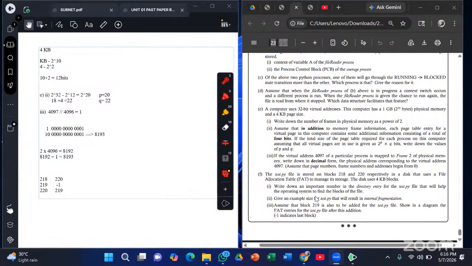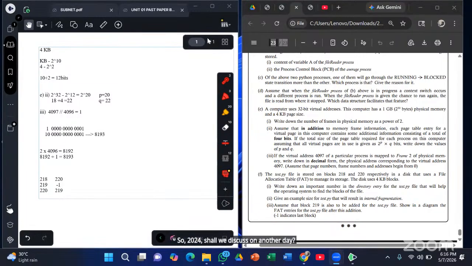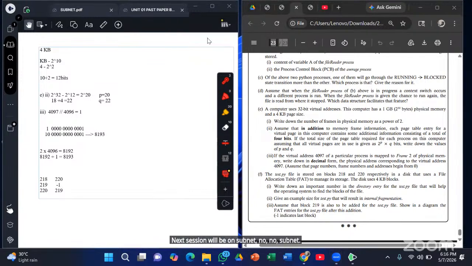So 2024, shall we discuss on another day? Next session will be on subnetting. Not subnet, on subnetting. What do you all say? Next session.